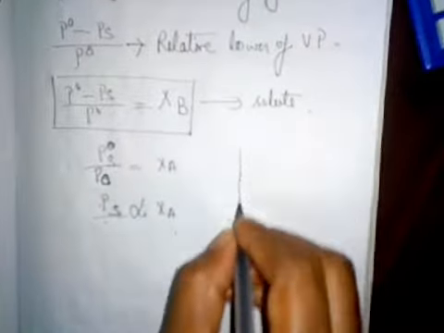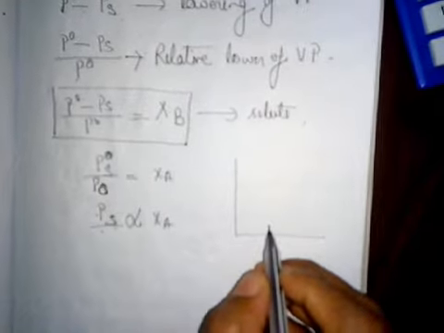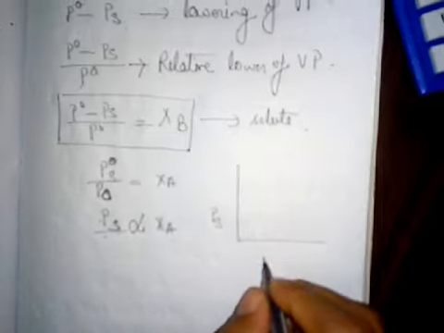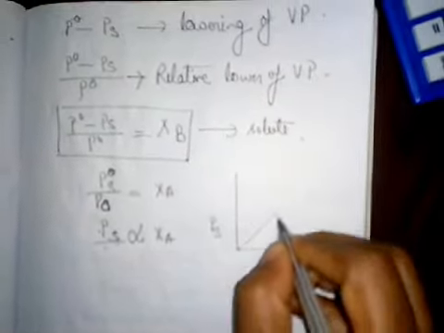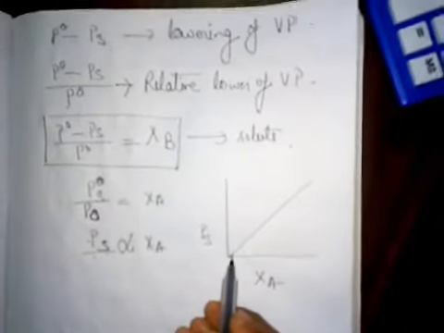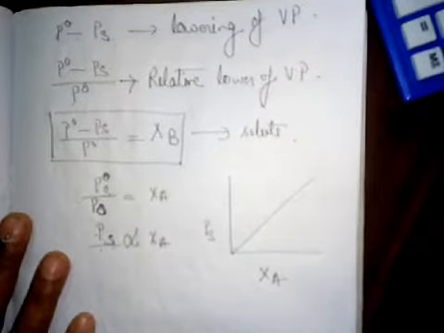Now when we plot a graph between vapor pressure of solution, that is Ps, and mole fraction of solvent in the solution, we get a straight line passing through the origin. That is, it is directly proportional.